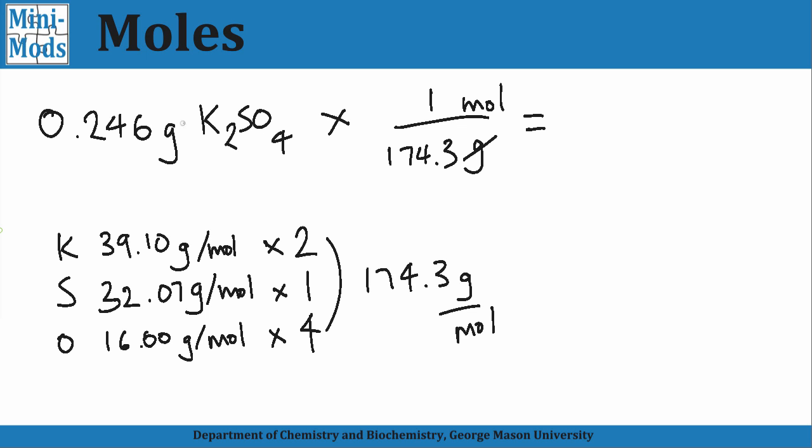You can see that the units of grams are going to cancel out, and we're going to end up with a number of 0.00141 moles. Or we can re-express this, actually that should be 1.41 times 10 to the minus 3 moles.